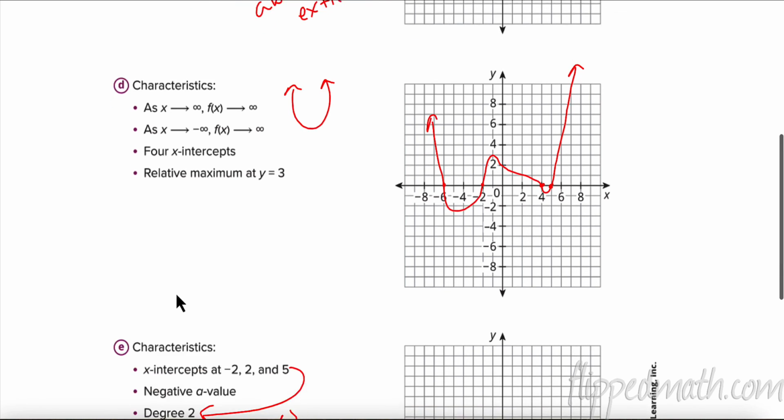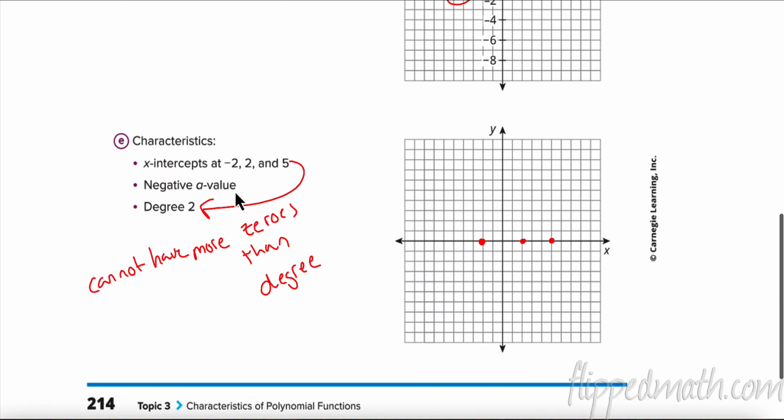You could have something a little bit different. Down here, I plotted my zeros. I have 3 zeros, which means I'm going to have at least a cubic. I could have a quartic, I could have a quintic, I could have any higher number, 3 or higher, but I cannot have a degree less than 3 because I cannot have more zeros than my degree number.